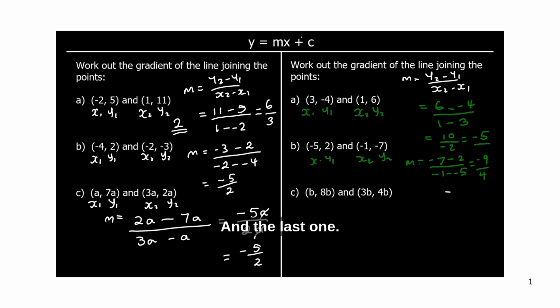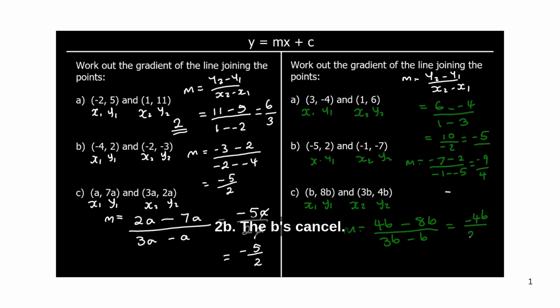And the last one, again, x1, y1, x2, y2, and substitute them in. So 4b take away 8b over 3b take away b. We've got negative 4b over 2b. The b's cancel. Negative 4 over 2 is negative 2.